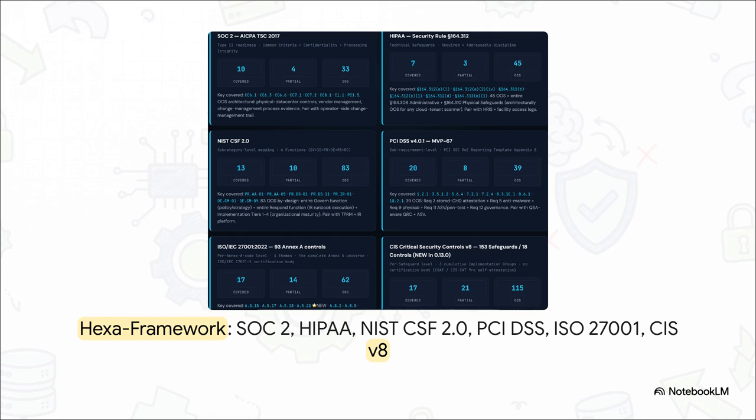It's wild. And the really brilliant part is the cross-framework isolation. A SOC 2 auditor is only ever going to see SOC 2 control IDs. The HIPAA citations literally never leak into the SOC 2 report. It's completely isolated so your auditors stay focused on exactly what they need to see without getting bogged down or confused by the other frameworks.